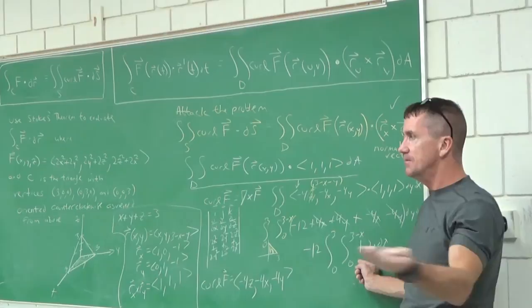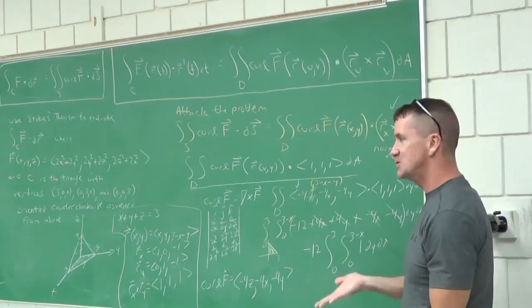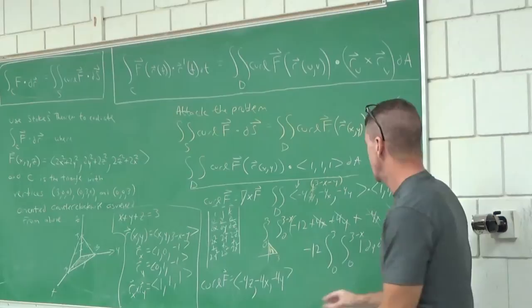Because what's the double integral of 1? Area. So can't we just do negative 12 times the area of that triangle? It's a base of 3 and a height of 3. So what's negative 12 times the area of that yellow triangle?